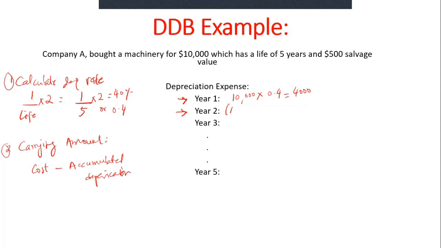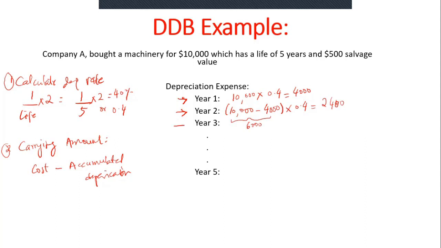So in this case, the cost was 10,000 minus, since it's only year 1, we did not have any depreciation expense prior to year 1. So our accumulated depreciation in this case would be 4,000, and we will just multiply by the depreciation rate. So 10,000 minus 4,000 gives you 6,000. This gives you 6,000 times 4%, and you would have a depreciation expense of $2,400 for year 2.